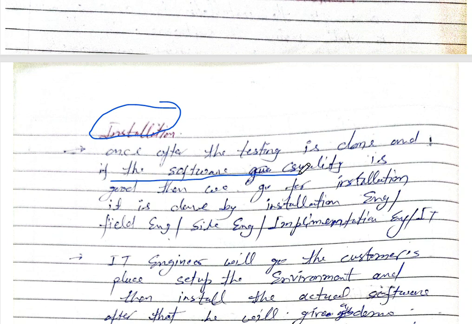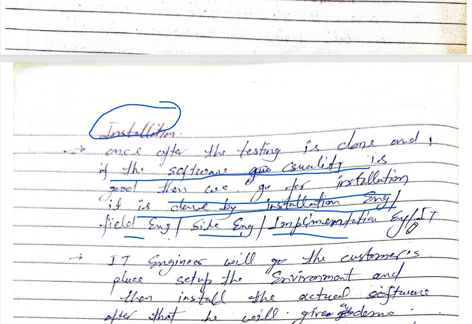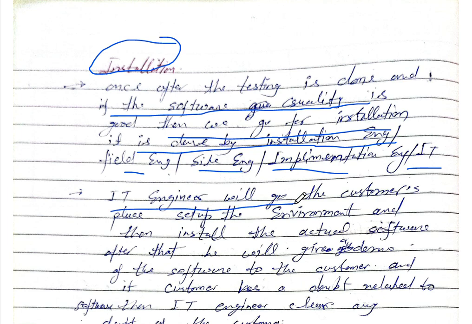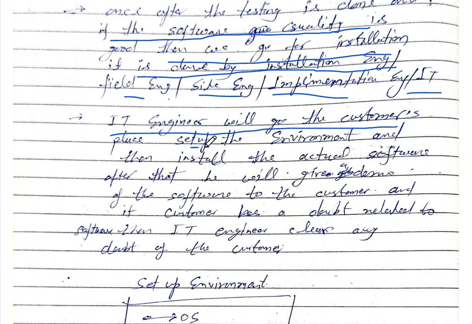If software quality is good, then we go for the installation. It is done by an installation engineer, field engineer, site engineer, implementation engineer, or IT engineer. The IT engineer will go to the customer place, set up the environment and then install the actual software. After that, he will give a demo of the software to the customer, meaning he will show how it works, everything about the software.